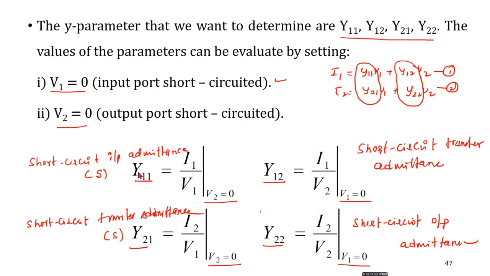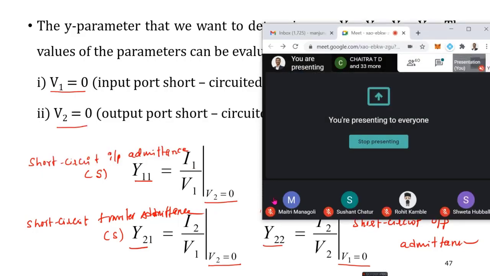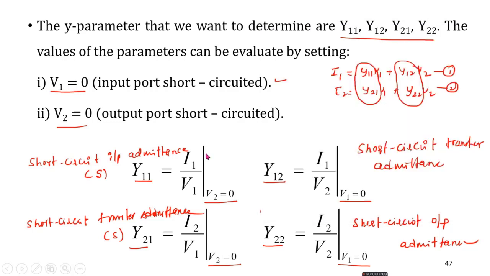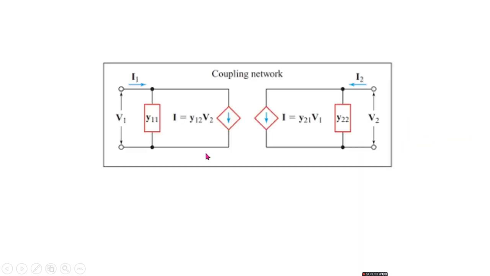Alright, so these namings are very essential. Short circuit input admittance, short circuit output admittance, short circuit transfer admittance, short circuit transfer admittance. One is forward, another one is reverse. Is that okay? You should write all these values in terms of their namings. Is that okay? Alright, we'll see the next concept.